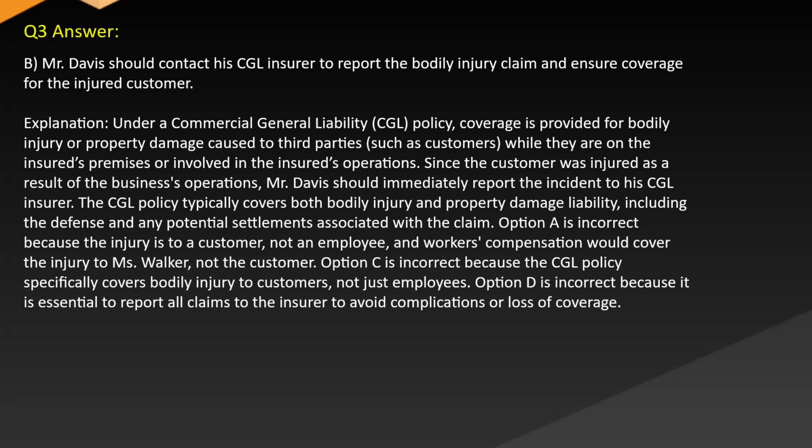The CGL policy typically covers both bodily injury and property damage liability, including the defense and any potential settlements associated with the claim.